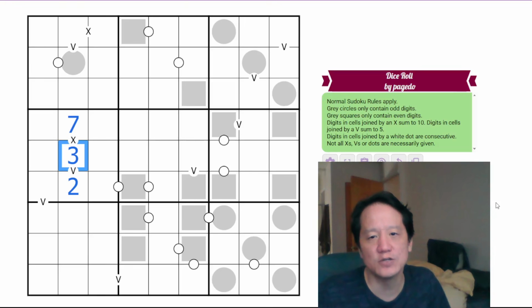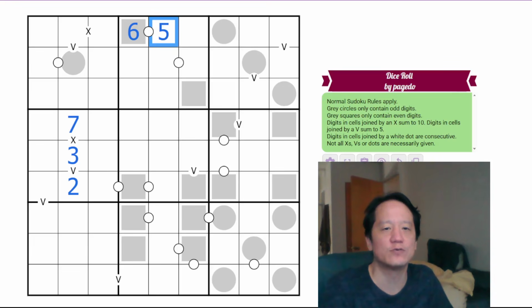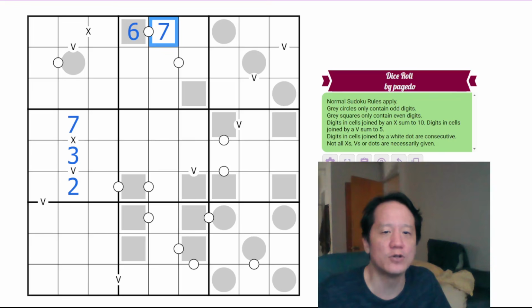And digits in cells joined by a white dot are consecutive. Not all X's, V's, or dots are necessarily given. So for example, if this were a 6, this would have to be 5 or 7 to be consecutive with the 6. And that's how white dots work. Those are all the rules.